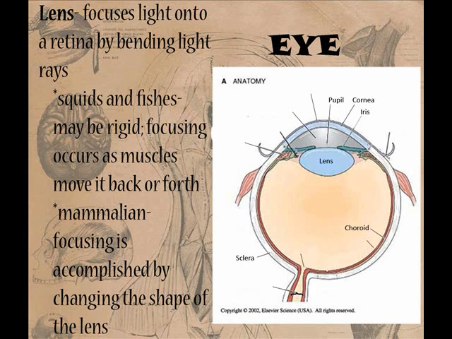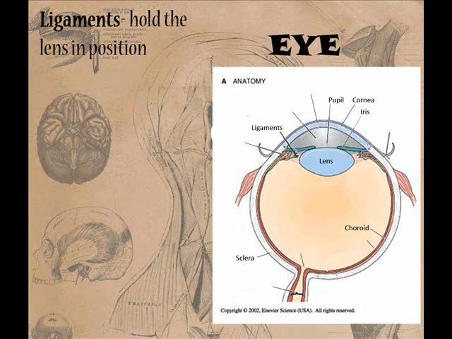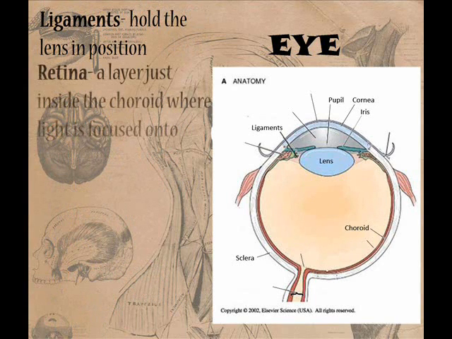First, the lens may be rigid like in squids and many fishes, and focusing occurs as muscles move it back or forth. Second, like in the mammalian eye, focusing is accomplished by changing the shape of the lens. The thicker the lens, the more sharply it bends light. Ligaments hold the lens in position. Retina is a layer just inside the choroid onto which light is focused.